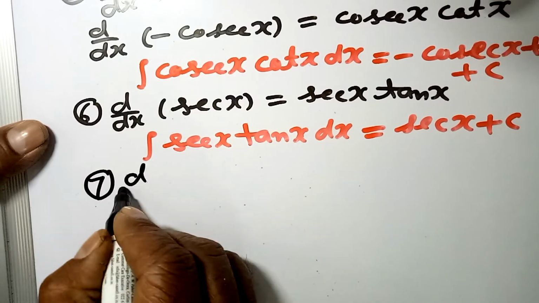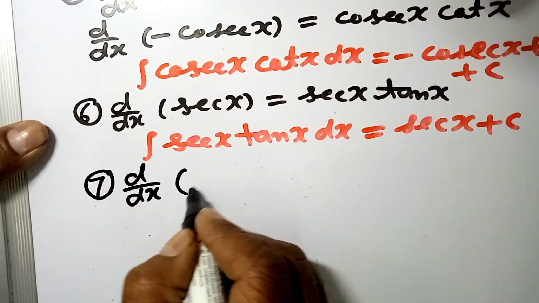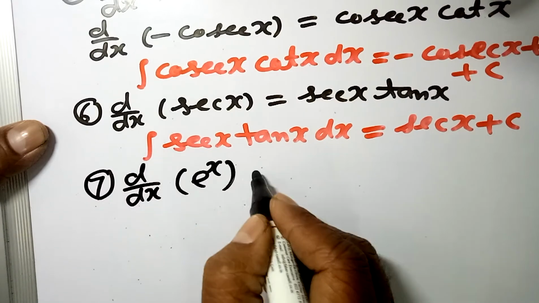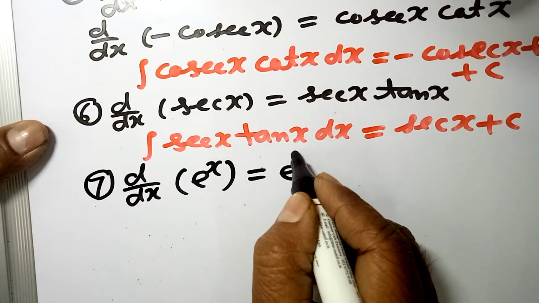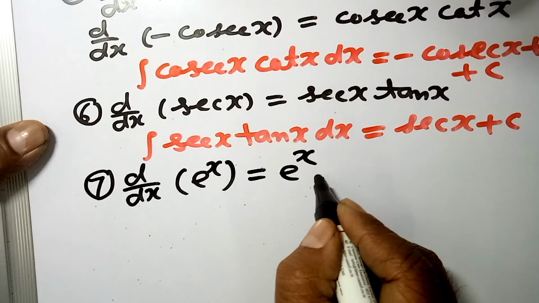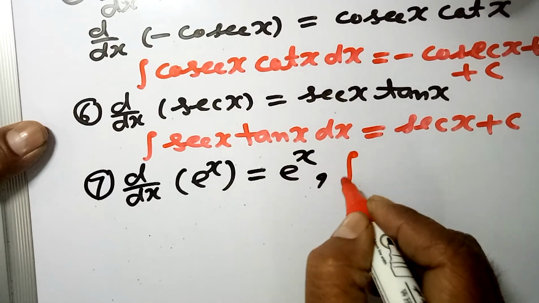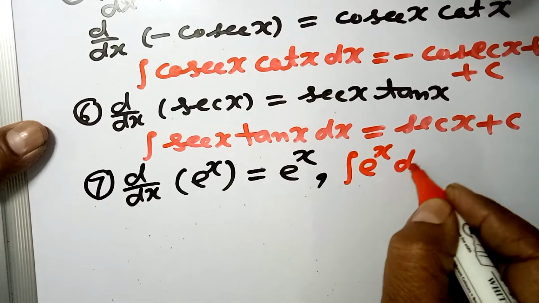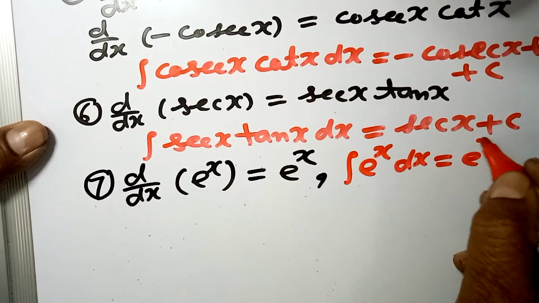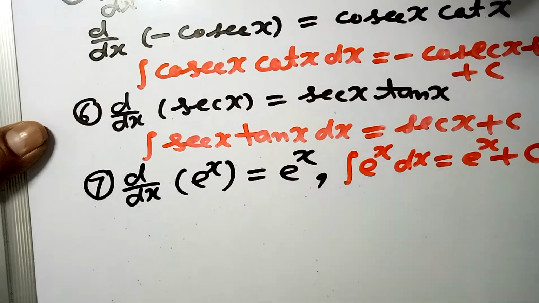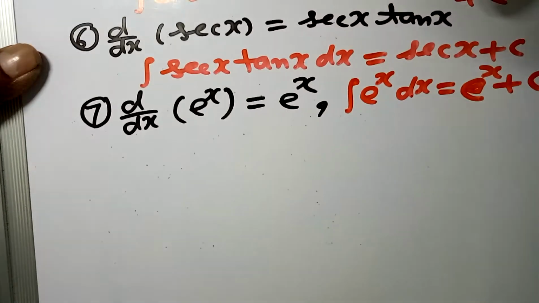d dx of e to the power x is equal to e to the power x itself. Because of this, the integral of e to the power x can be defined as e to the power x plus constant of integration.